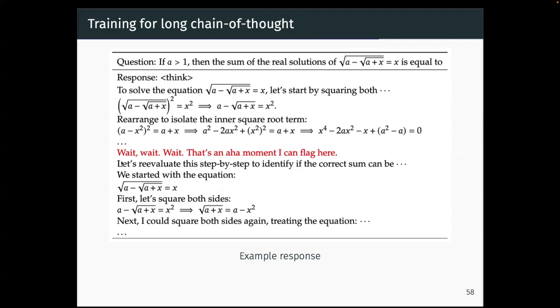And so then it says, let's reevaluate this to identify if the correct sum, blah, blah, blah. So in some sense, this is doing some kind of self-evaluation. It's doing some kind of backtracking where it's going down a solution path and then choosing to do another one. Or you can interpret this as kind of self-correction where it says, wait, let me do this now.